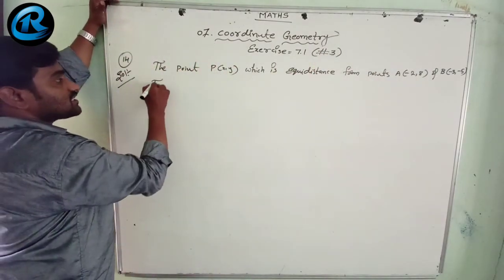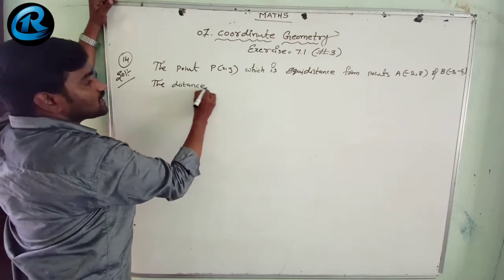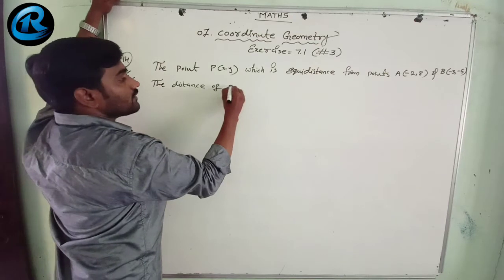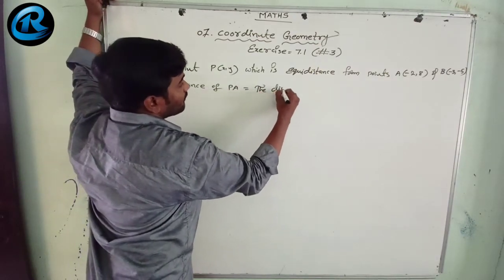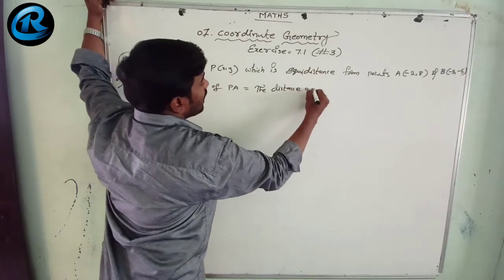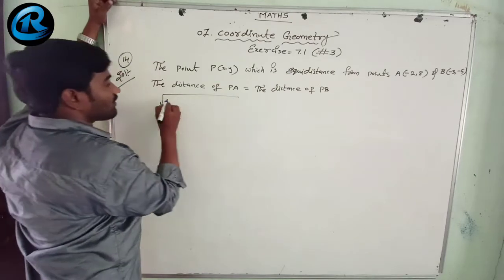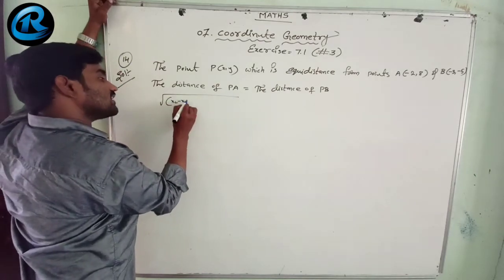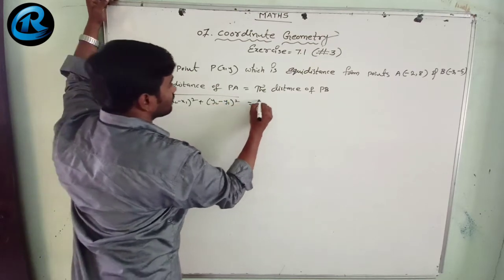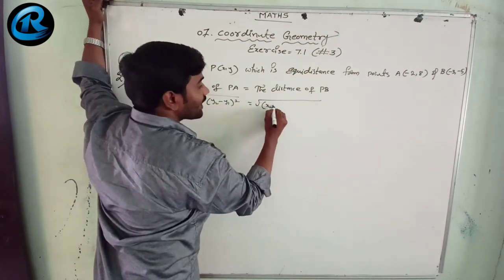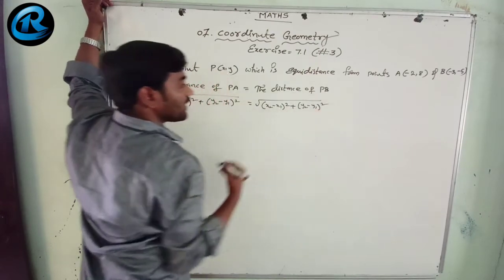So the distance of PA is equal to the distance of PB. The distance of PA equals the square root of (x2 minus x1) whole square plus (y2 minus y1) whole square, that equals the square root of (x2 minus x1) whole square plus (y2 minus y1) whole square.